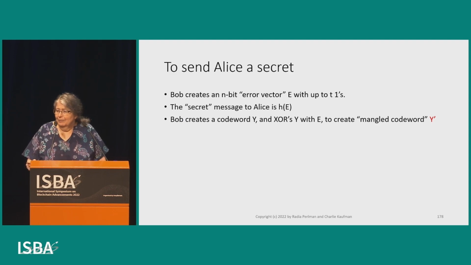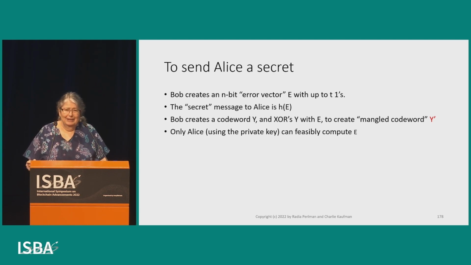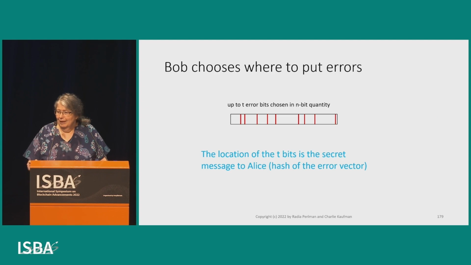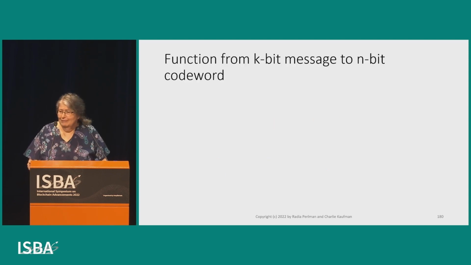So Bob creates a code word, exclusive ORs Y with the error vector to create what I call a mangled code word, Y prime. And only Alice, using the private key, which I haven't explained, can feasibly compute the error vector. So Bob is going to choose where to put the errors. The error vector here is where the red lines are.